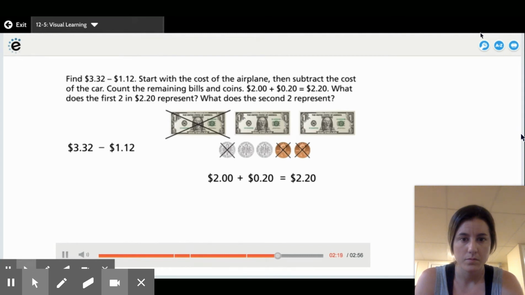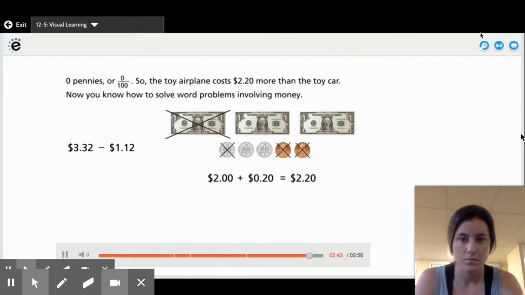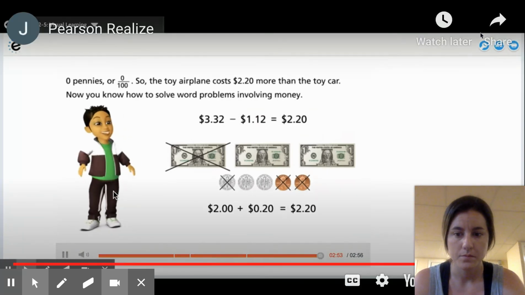What does the first 2 in $2.20 represent? What does the second 2 represent? The first 2 represents 2 whole dollars. The second 2 represents 2 dimes or 20 hundredths. What does the 0 in $2.20 represent? 0 pennies or 0 hundredths. So the toy airplane costs $2.20 more than the toy car. Now you know how to solve word problems involving money.